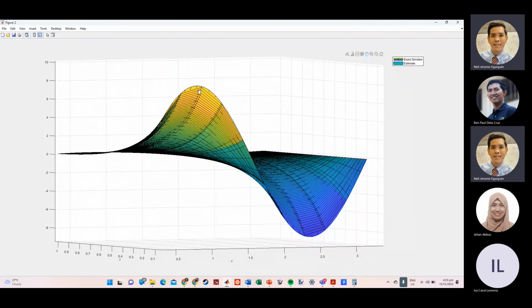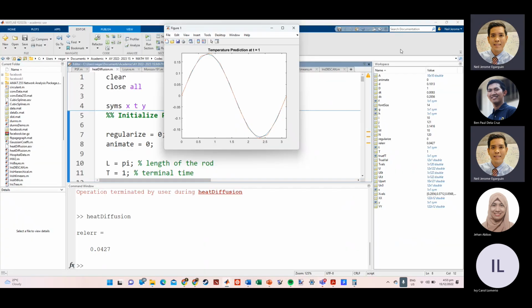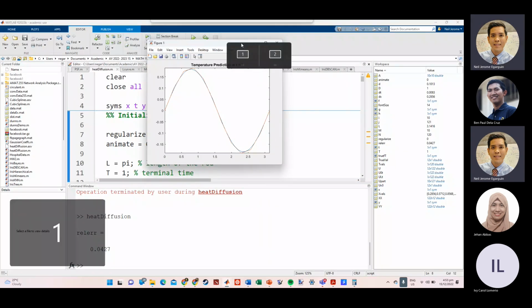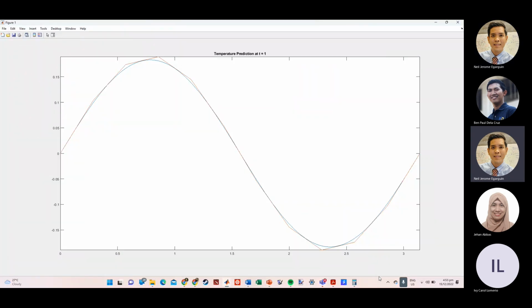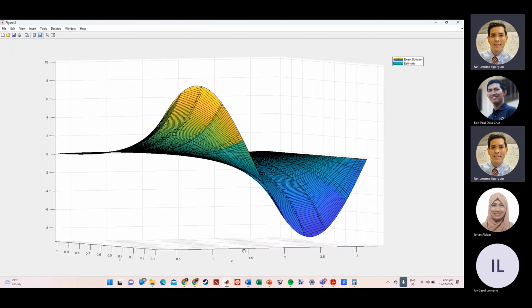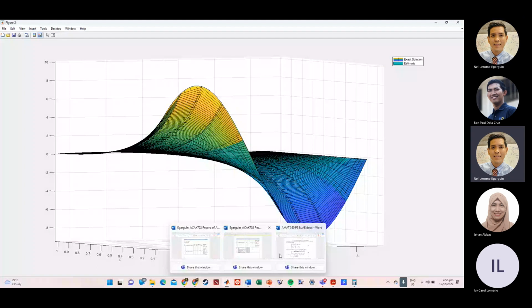Okay, so I need to stop here. But there is one more figure. This is the two-dimensional plot showing us the temperature prediction at time t equals 1, right? So play with the code and let me know, maybe tomorrow or on Monday, if you have some questions about the code, because I want you to use that as a stepping stone for the problem set.